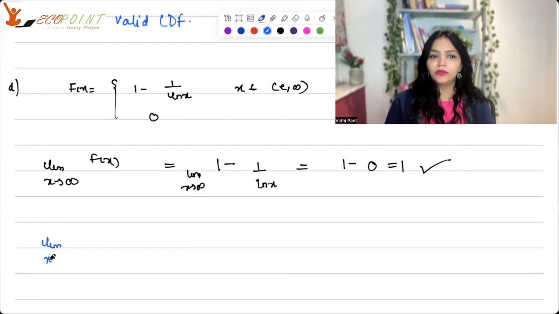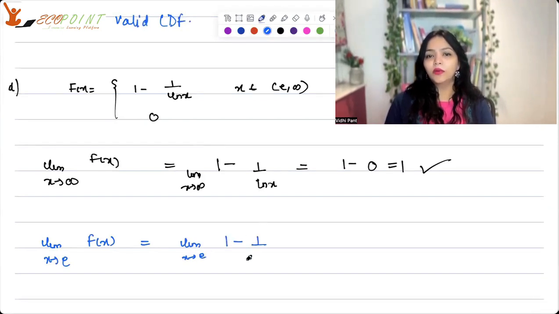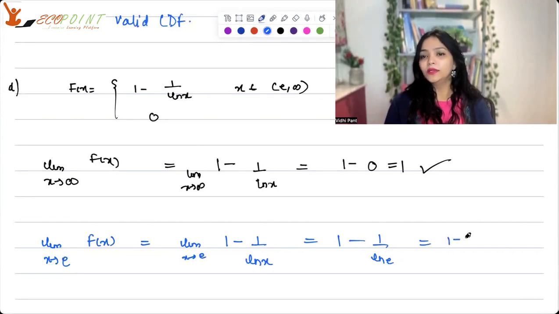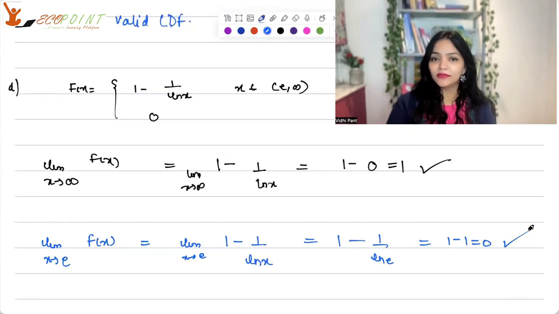Clearly, by now you know that you will be looking at x tends to e f(x). यहाँ पे upper bound, lower bound देखना जरूरी है. So that will be limit x tends to e 1 minus 1 upon log x. So that makes it 1 minus 1 upon log e. Log e तो 1 ही है ना? So 1 minus 1, 0. So well, this is a valid CDF.